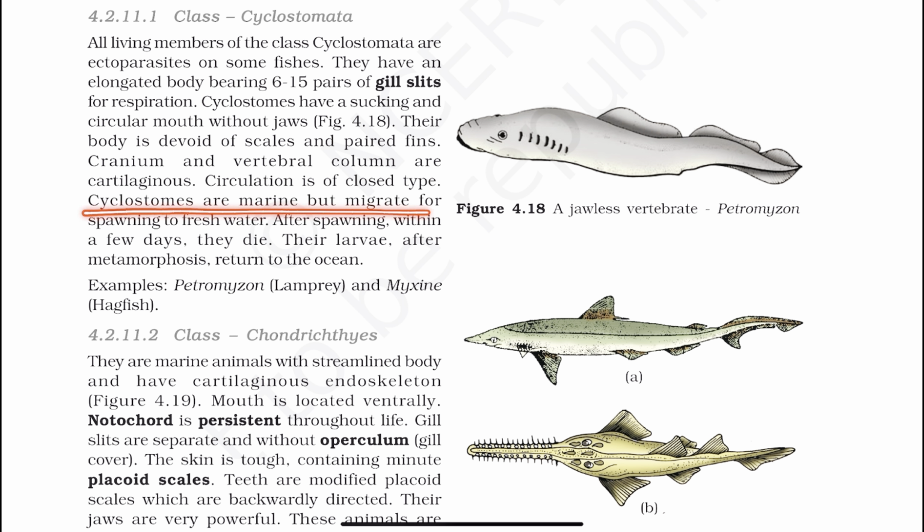Cyclostomes are marine but migrate for spawning to fresh water. After spawning, within a few days, they die. The larvae, after metamorphosis, return to the ocean. Example: Petromyzon, lamprey, and Myxine, hagfish. Figure 4.18: jawless vertebrate, Petromyzon.